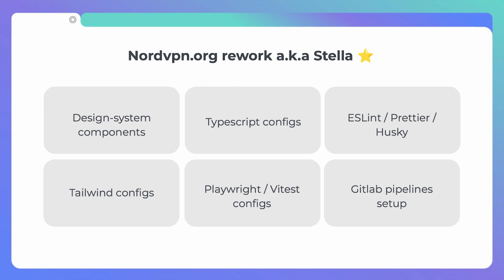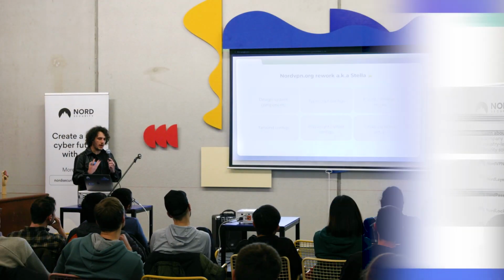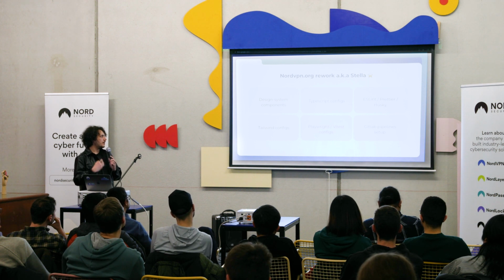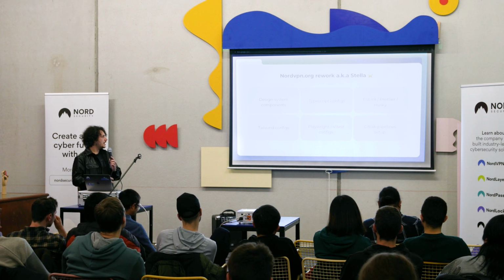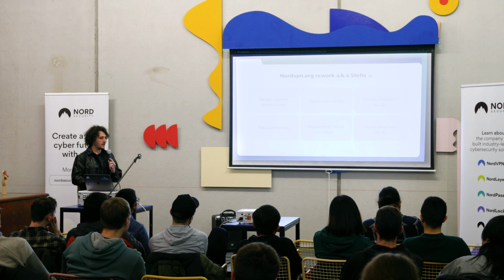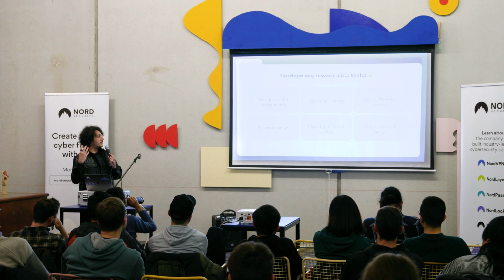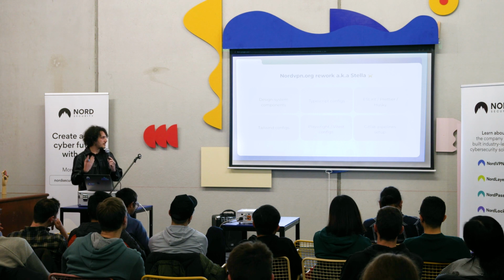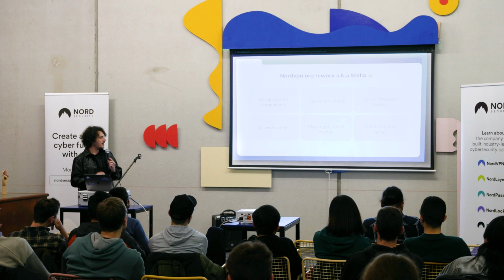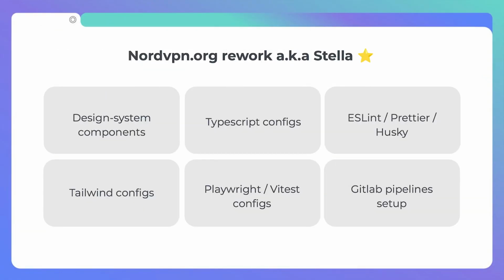The code name of this project was actually Stella, because we like to give fancy names. And then we had these components that I was mentioning: design system components, TypeScript configuration, and all the configuration that you do once and want to have across the company for linting, Prettier, and Husky. Also Tailwind, we use Tailwind, so you have configuration for the design system, the colors, and typography. Then configuration for unit tests and end-to-end tests with Playwright or Vitest. And of course some pipelines; specifically, we use GitLab in that case.